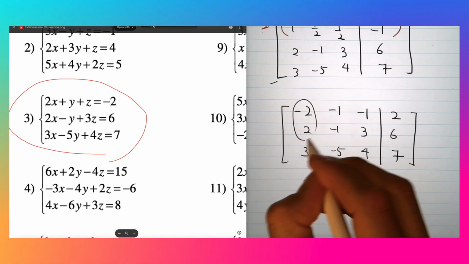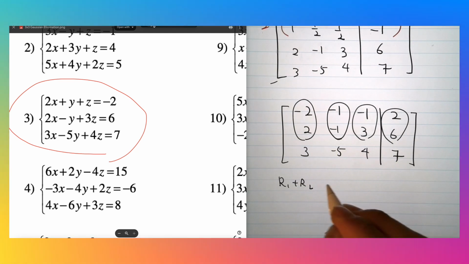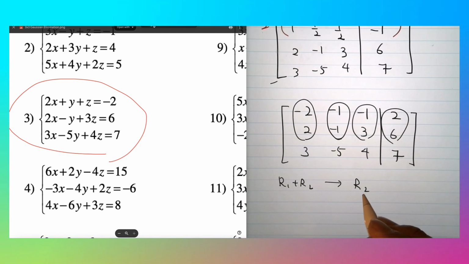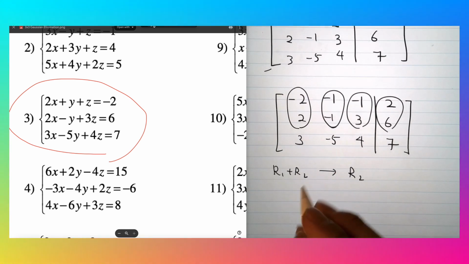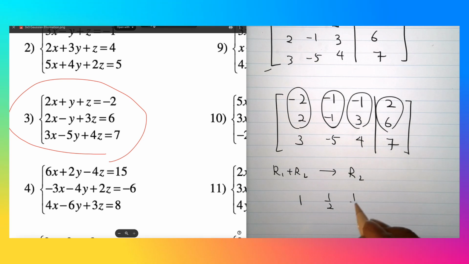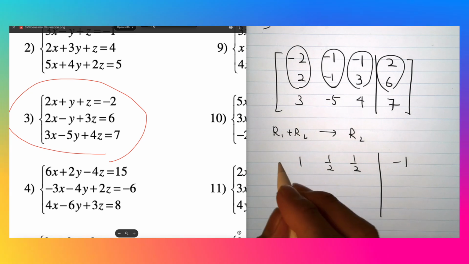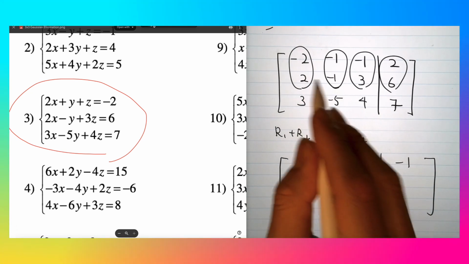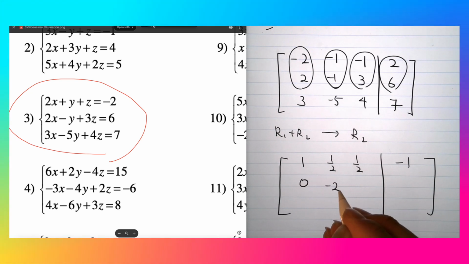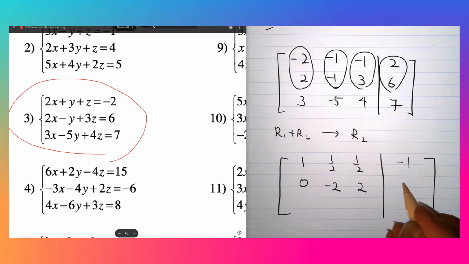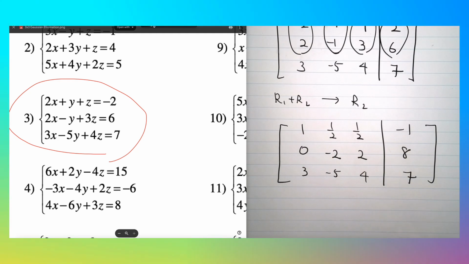Anyway, we can combine these together, row 1 and row 2. We can add row 1 and row 2, and then replace the sum into row 2. While you do that, we're going to keep the top row intact: 1, 1 half, 1 half, and negative 1. On the second row, we're replacing it with the sum of R1 and R2, so we get 0, negative 2, positive 2, and 8. And the last row we have 3, negative 5, 4, and 7.